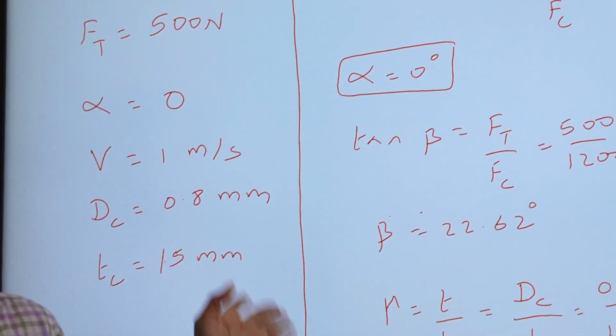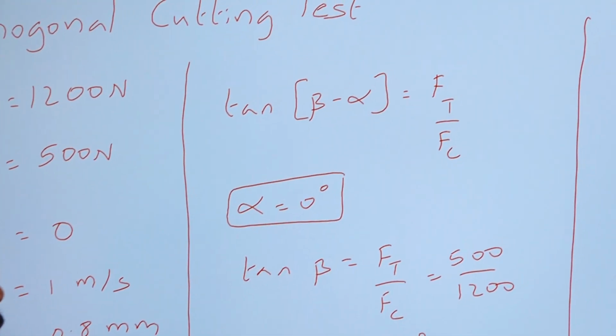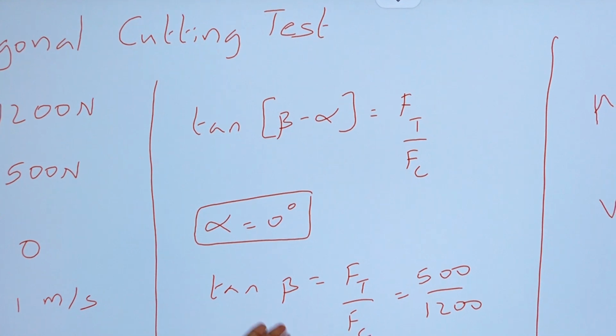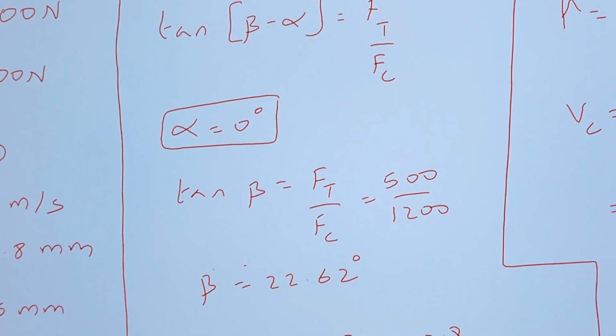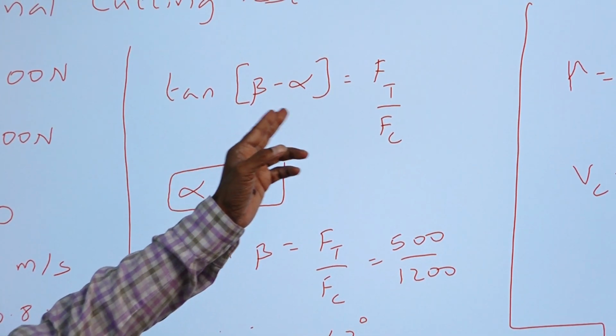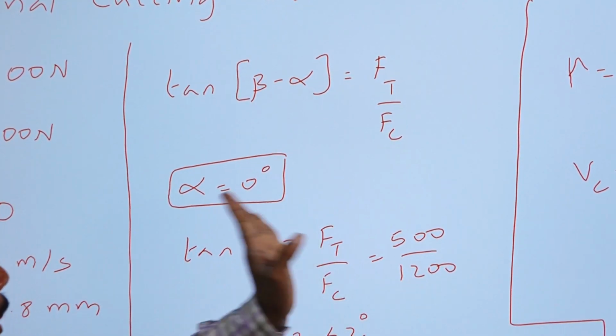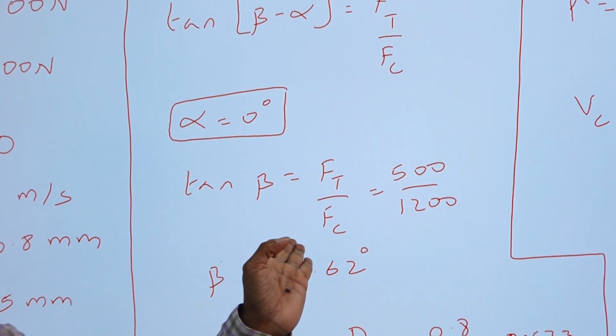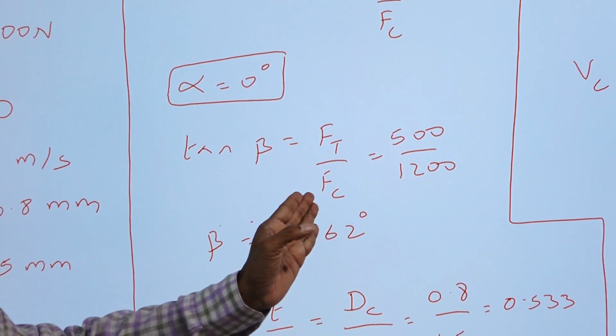So, we are going to calculate the value of beta. Beta is the friction angle. They told that alpha is 0, therefore, tan of beta minus alpha equals Ft by Fc, and alpha equal to 0 means tan beta equals Ft by Fc.